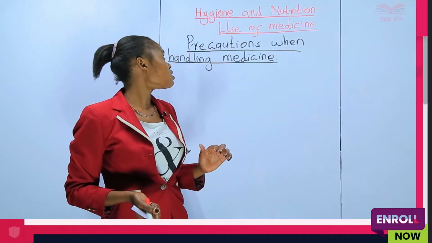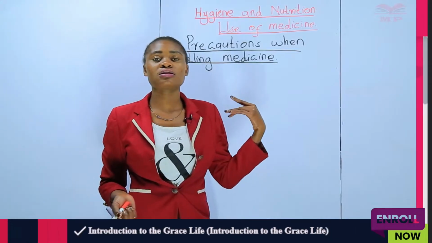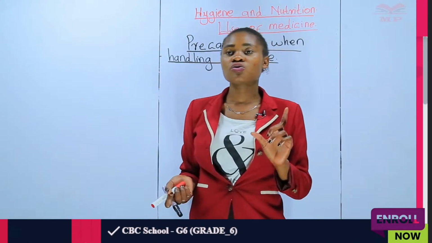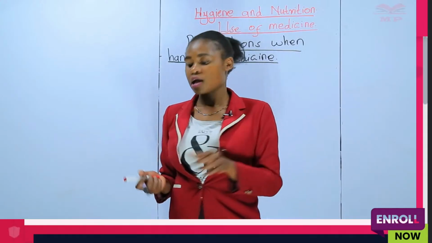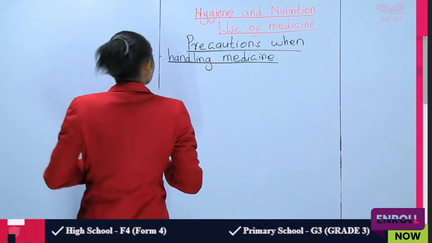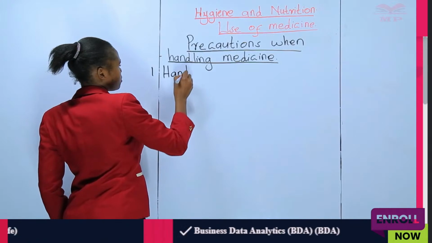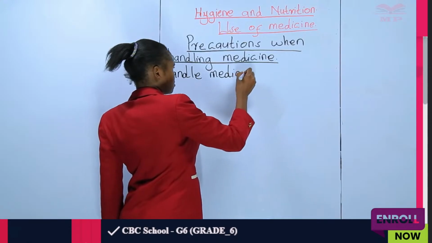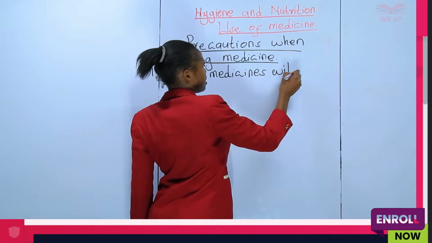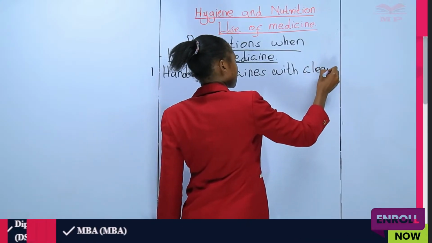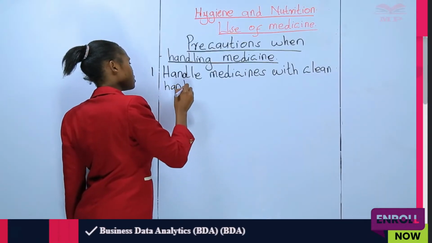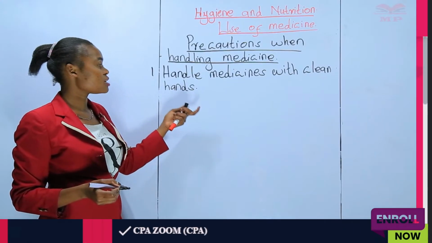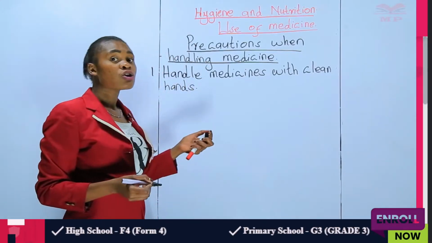Now I want us to see the precautions when handling medicine. How do you handle medicines at home? You want to take medicine. What are you supposed to do? The first thing, when you want to take your medicine, make sure that you handle medicine with clean hands. Why are you supposed to handle medicine with clean hands? Remember, if there are tablets, you want to swallow them. And when your hands are dirty, you'll swallow the medicine but you'll not get well.